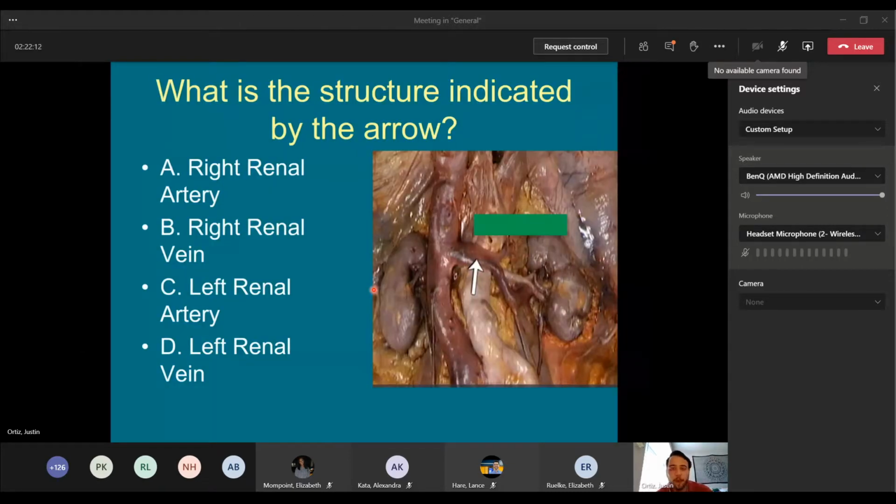Okay. What is the structure indicated by the arrow, right? So which one is this? Is it the right renal vein, artery, etc.